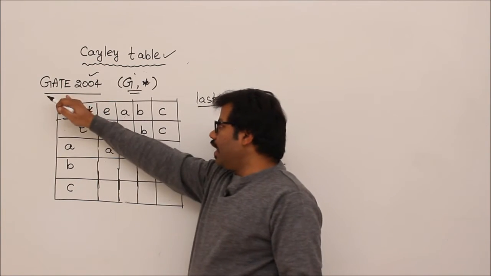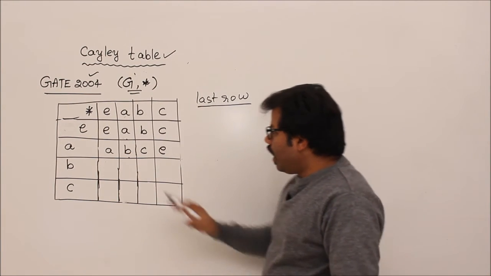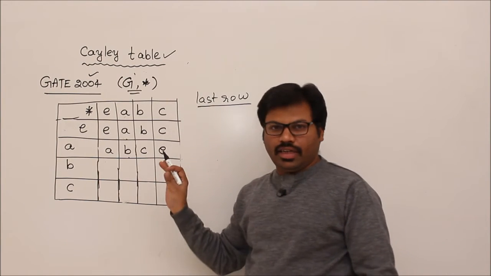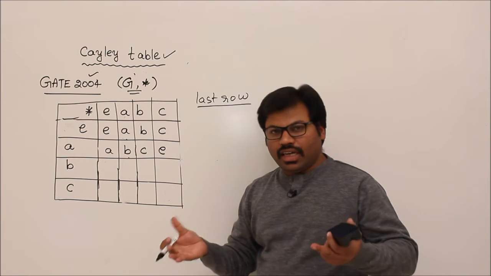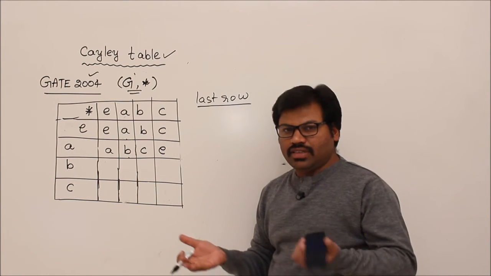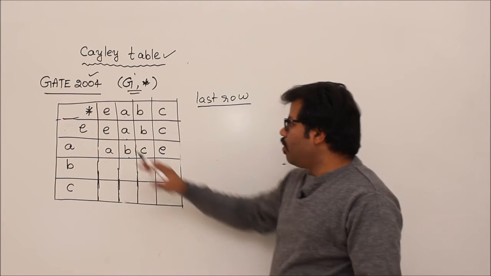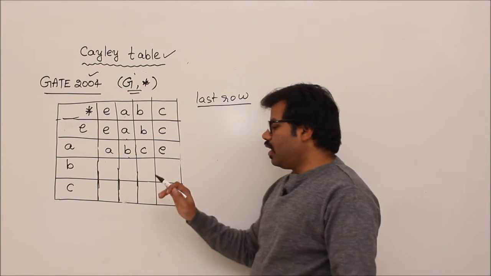So this question is from GATE 2004. They simply said G is a group. Fine. Now they have given a functional table like this, but they did not mention that this is a Cayley table. No problem. You know one thing, a Cayley table is nothing but a functional table of a group. That's it, correct? Otherwise, there is not much difference. Now this is a functional table. Fine. Some of the entries are filled. Now the question: what is the last row? We have to fill these entries.